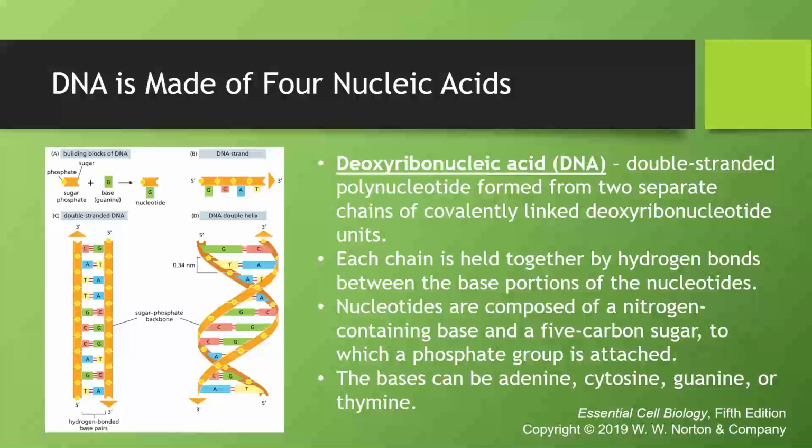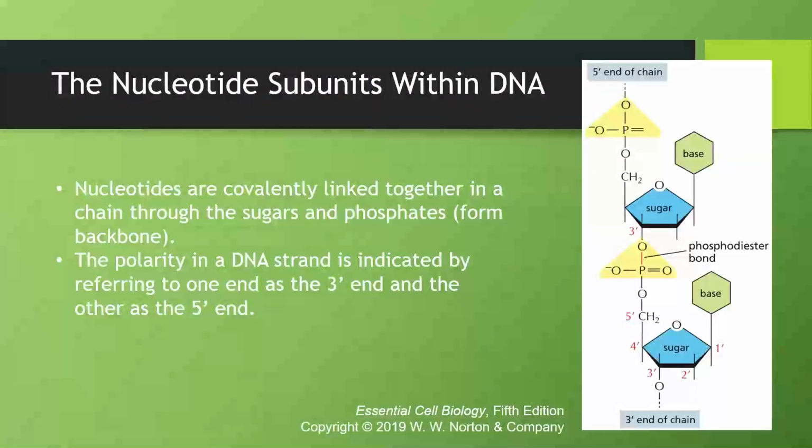The nucleotides are composed of a nitrogen-containing base and a 5-carbon sugar, to which we'll add a phosphate. And again, the bases that we would see in DNA, keyword DNA, not RNA, we'll talk about that later, are adenine, cytosine, guanine, and thymine. The nucleotides are going to be covalently linked together, and they're going to form a chain through the sugars and phosphates. This forms the backbone. So you're seeing it kind of here in yellow and blue here. The polarity is indicated with either a 3' or a 5', so 5 or 3 here.